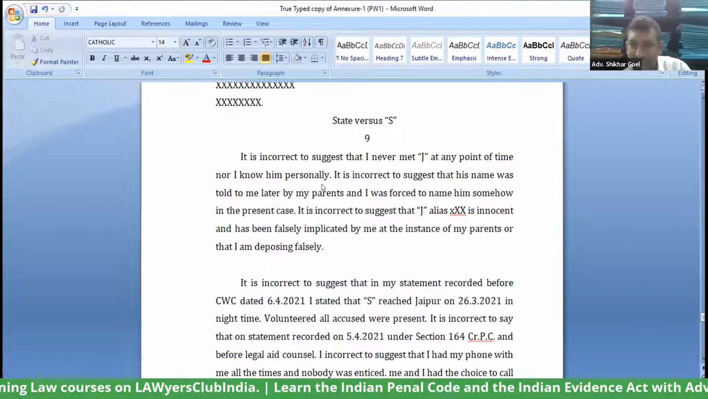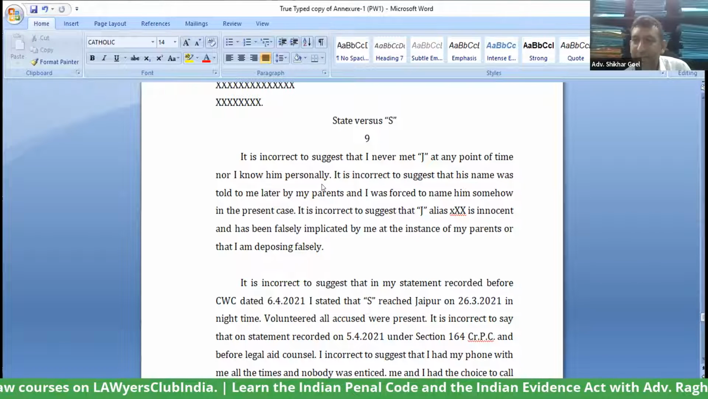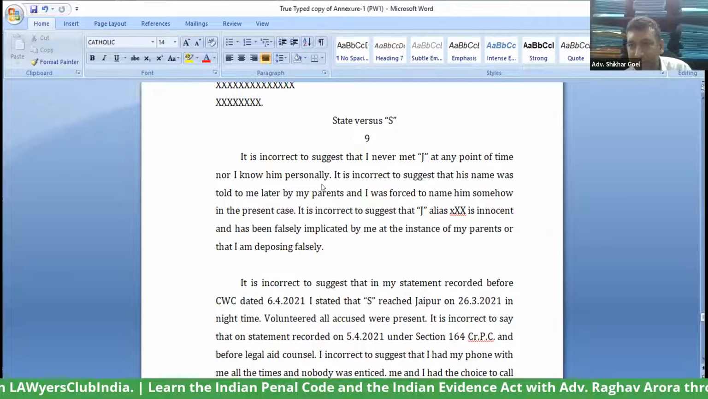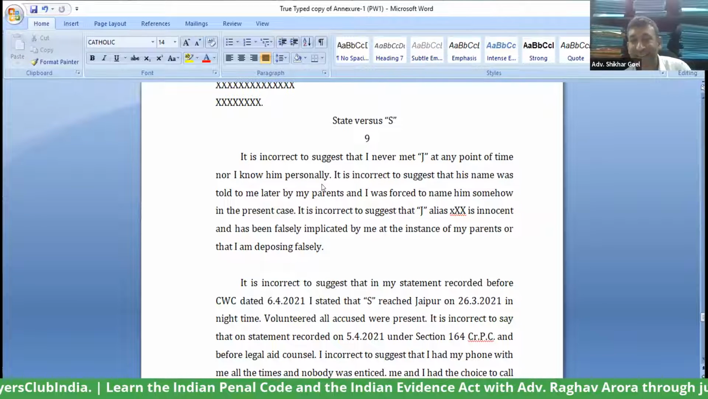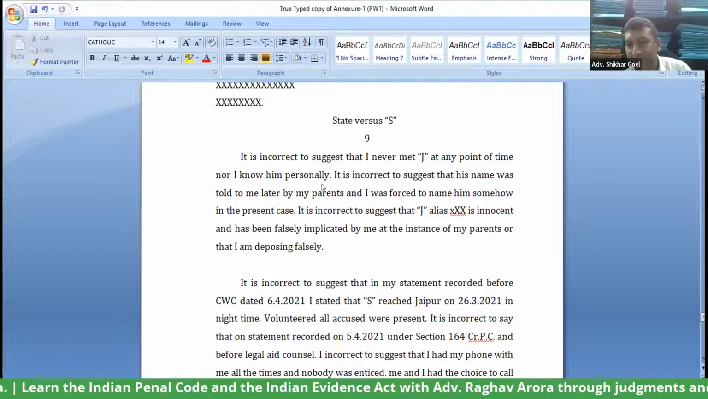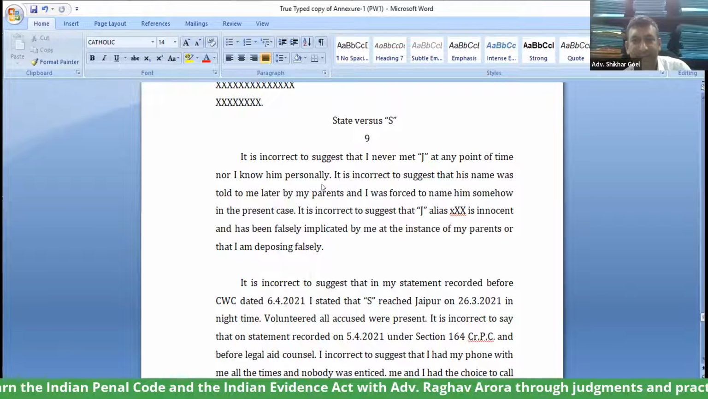because mostly these POCSO cases happen in a very people living in slums or poor socio-economic status. So, but everybody wants to have their pie from the cake.